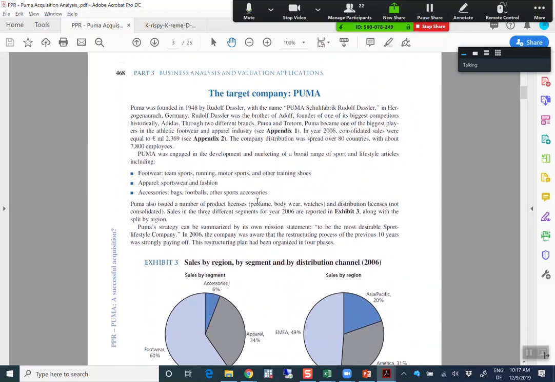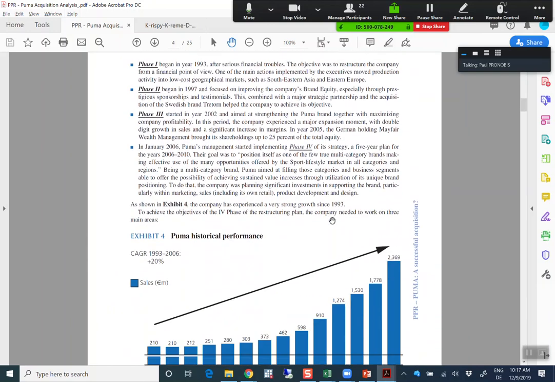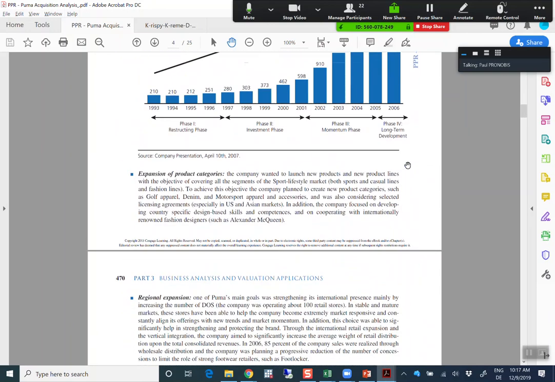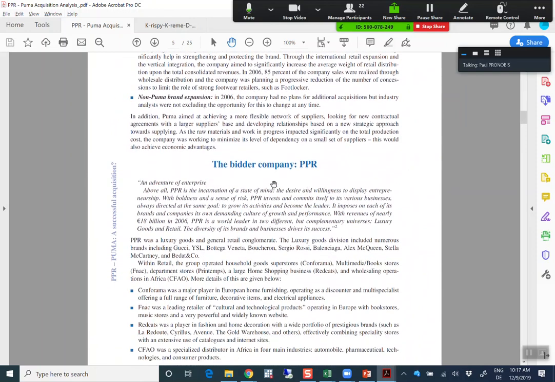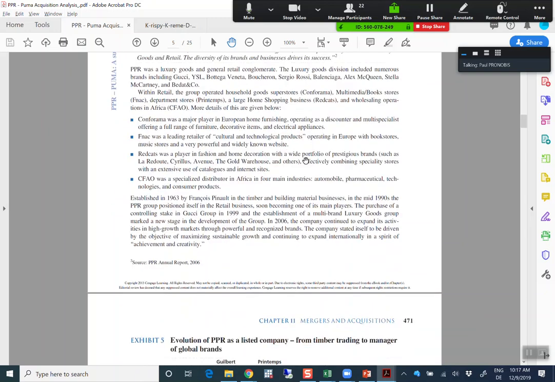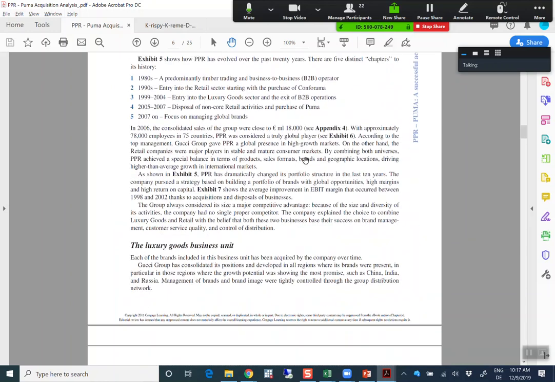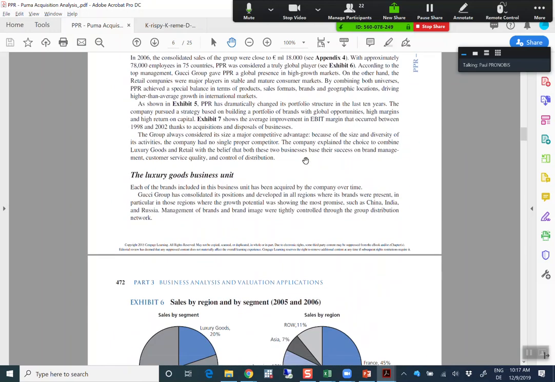In this case it was Puma, their sales mix by region, by distribution channel, their historical performance, also the acquiring company. In this case it was PPR, now called Kering, the French luxury article company. So a little bit on their history. You don't have to do it in that detail. It's just an inspiration for what you could do.